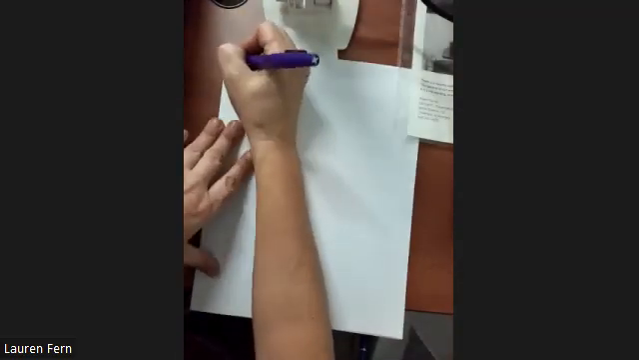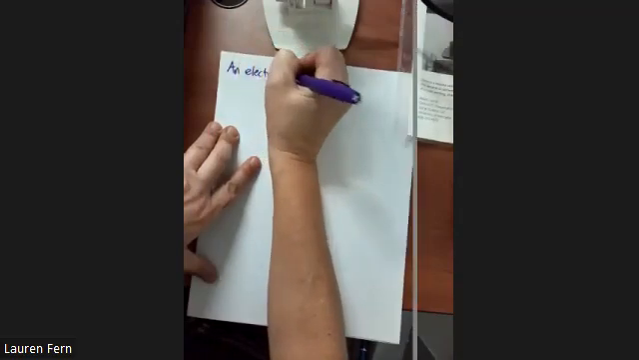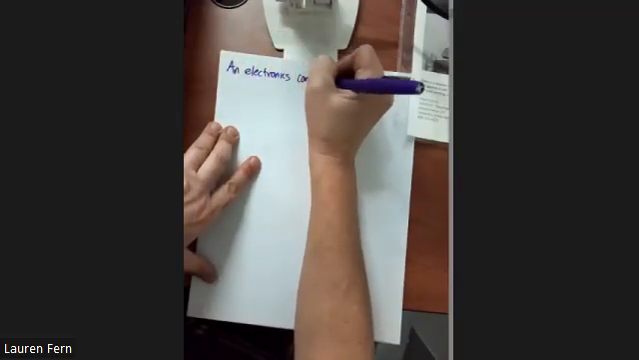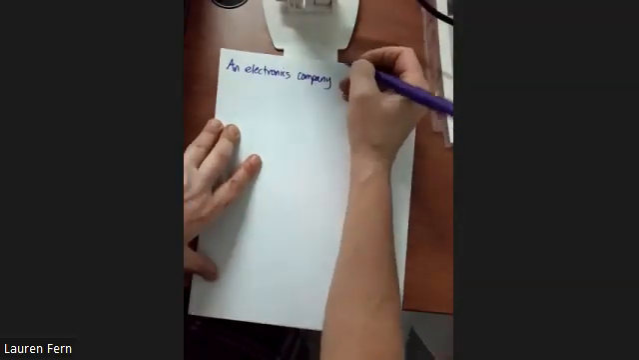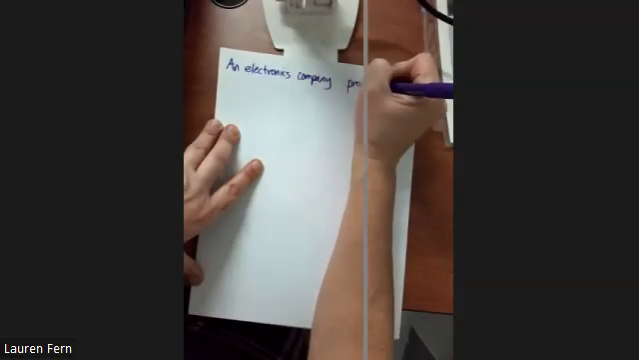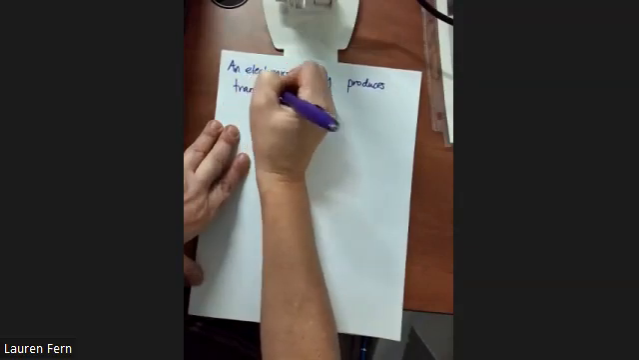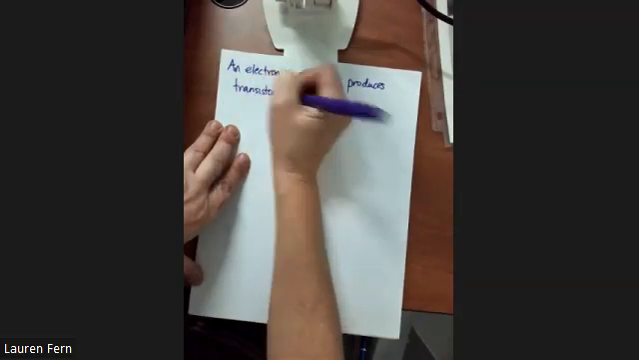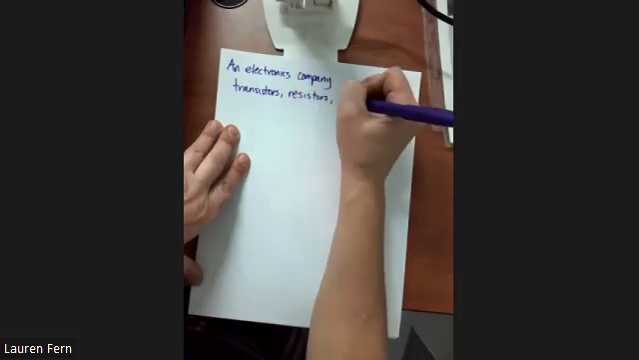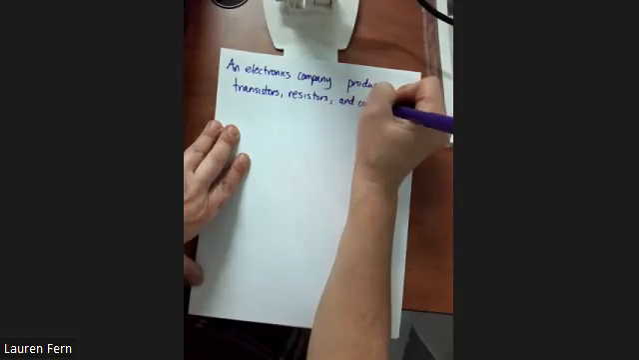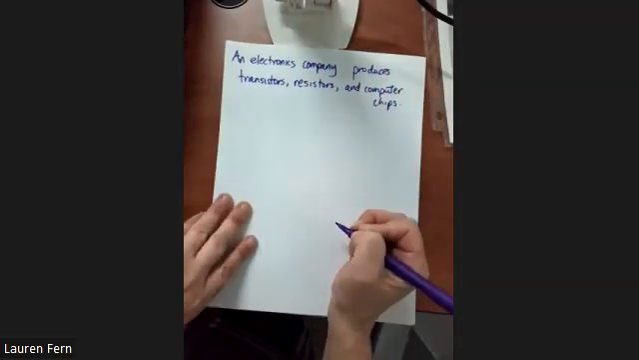So now let's talk about an electronics company. Suppose I tell you that an electronics company produces transistors, resistors, and computer chips. I think I'd have more fun working at the ornament company.